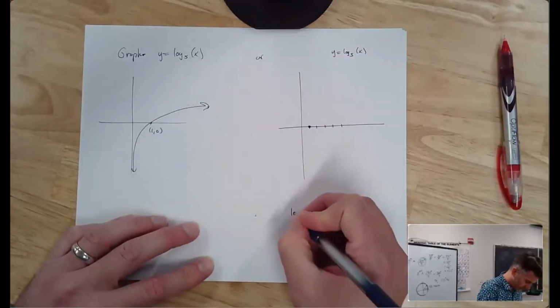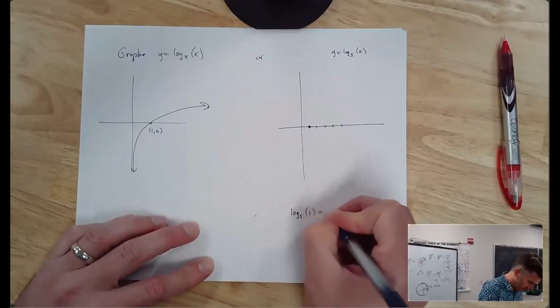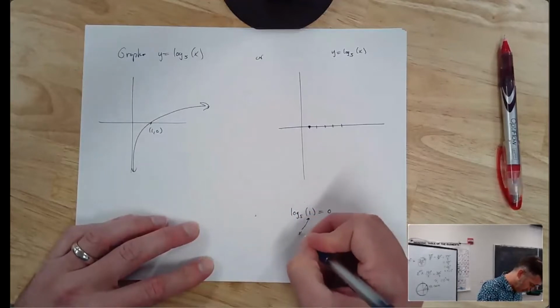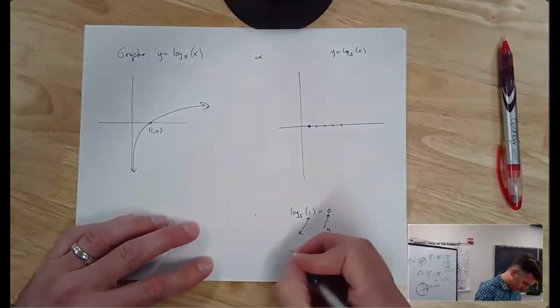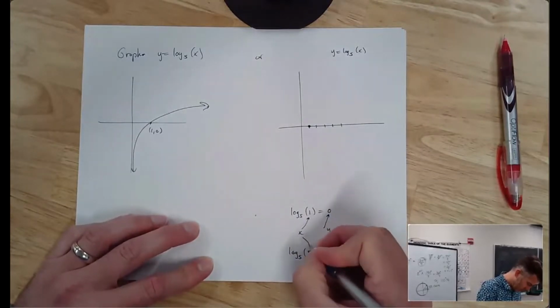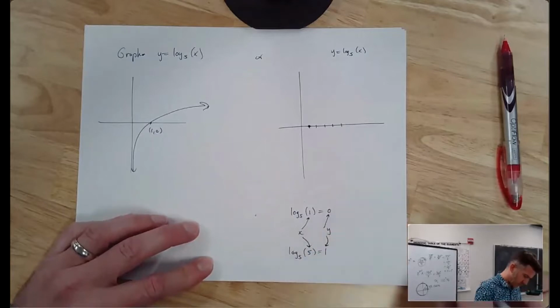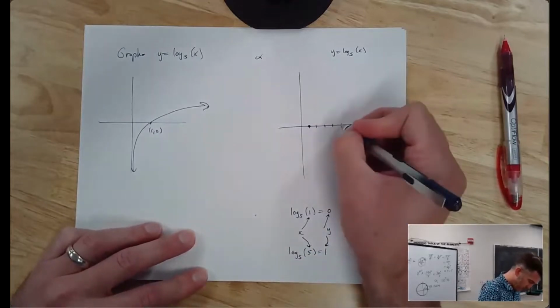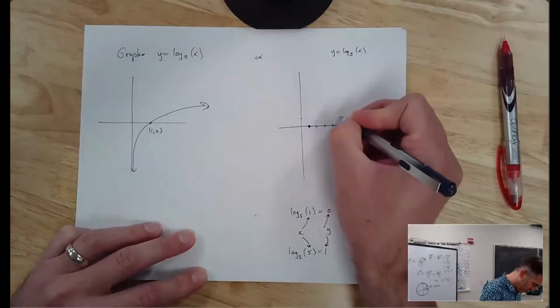Right, so I have log base 5 of 1 is equal to 0. There's your x value. There's your y value. And I also have log base 5 of 5 is equal to 1. There's your x value. There's your y value. So I could also plot the point (5, 1).